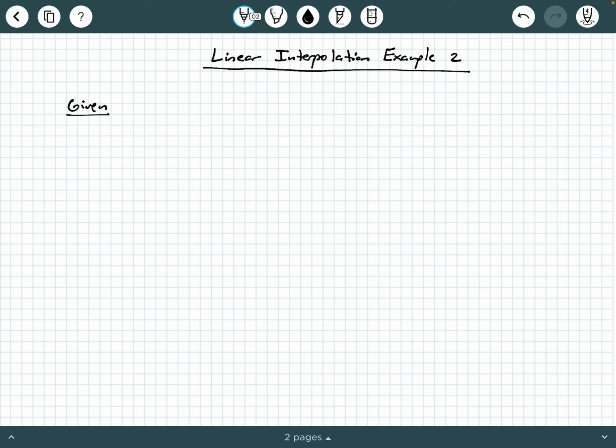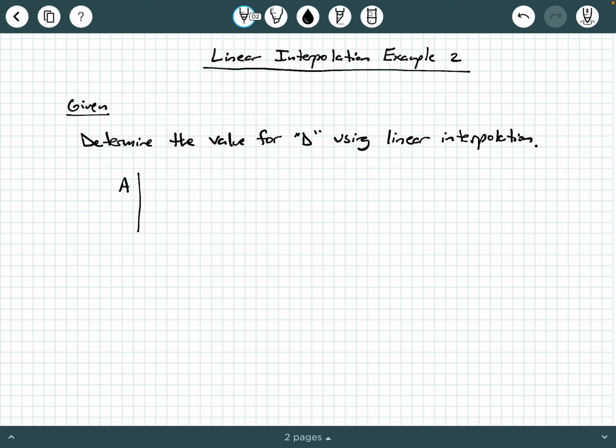Under given, we want to determine the value for D using linear interpolation. Spell that correctly. Interpolation. Okay, so we're going to be given a table here. And the top row is going to be designated by the letter A, and then the bottom row is going to be designated by the letter B.